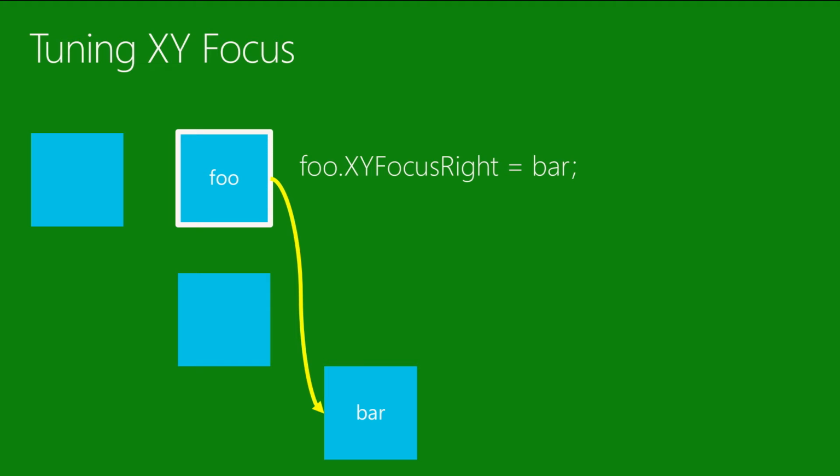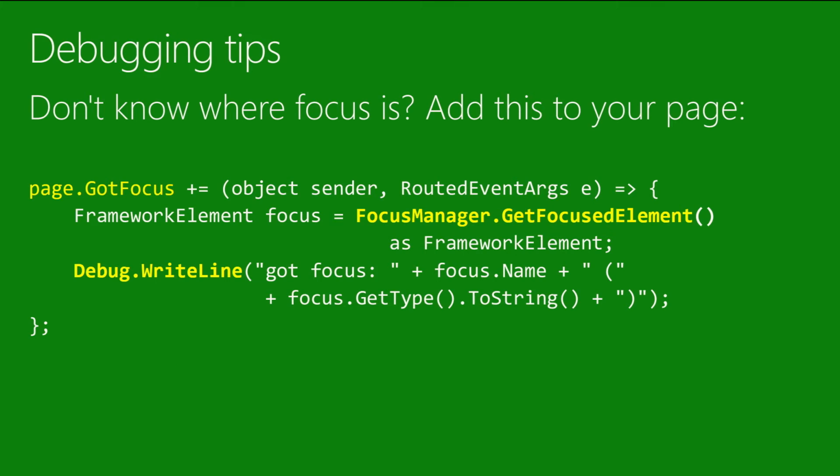You can actually give it an explicit control. So maybe the user goes to the right side of the screen. You actually want them to go back to the left side of the screen for some reason. You can explicitly set that the XY focus right equals some control and make it go there yourself.